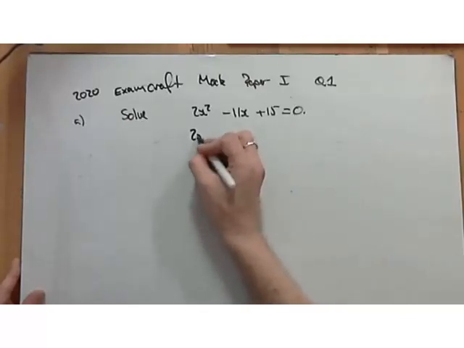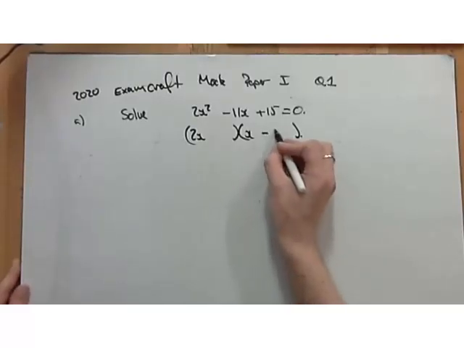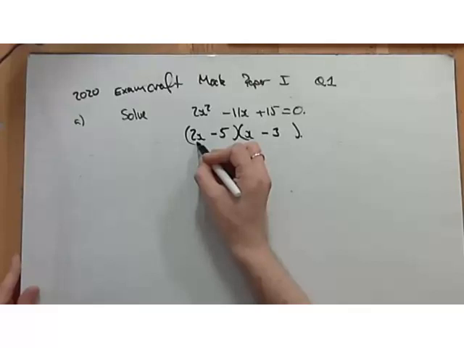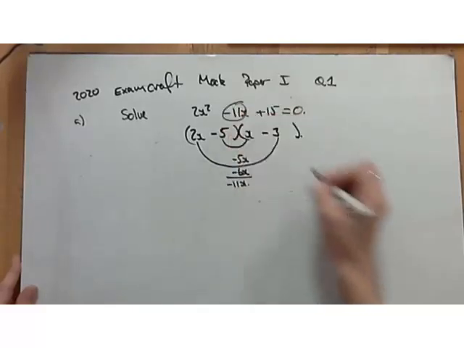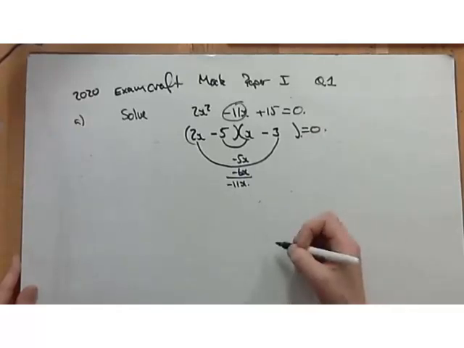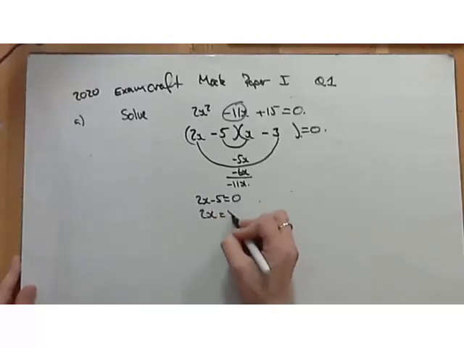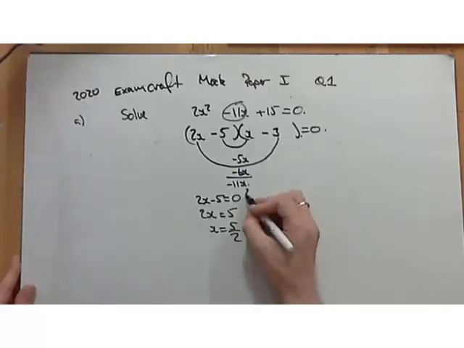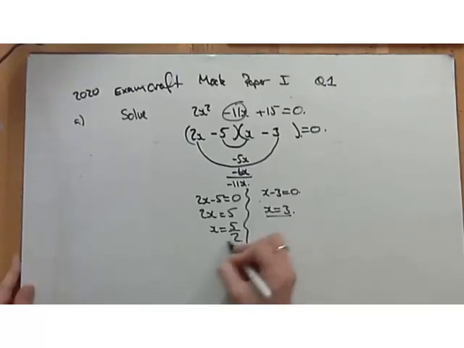So let's see, that's going to be a 2x and an x, and it's going to be 3 and 5. I'm going to put my minus 3 there and my minus 5 here, and what we get is 2x by minus 3 is minus 6x. Minus 5 by x is minus 5x, and when you add the two of those, you get minus 11x, which is the number in the middle. So that is equal to 0. Then we put each factor equal to 0. 2x minus 5 is equal to 0, 2x is equal to 5, so x is 5 over 2. The next one is x minus 3 is 0, so x is equal to 3. So there are the two answers to that.